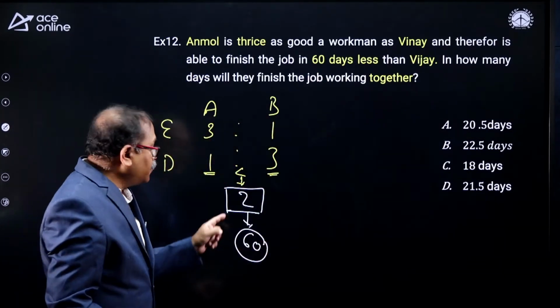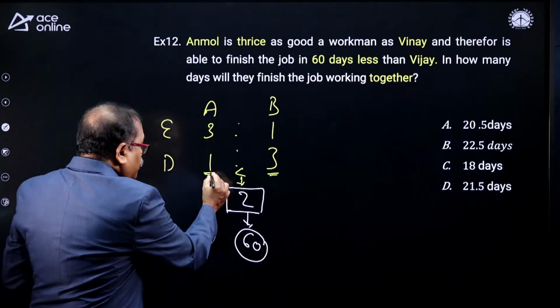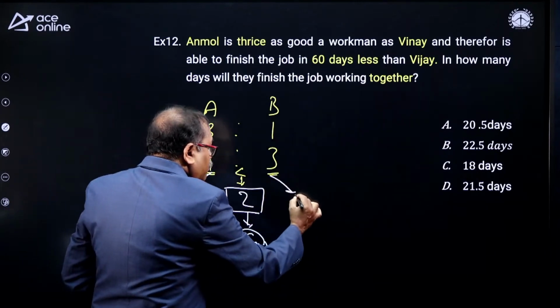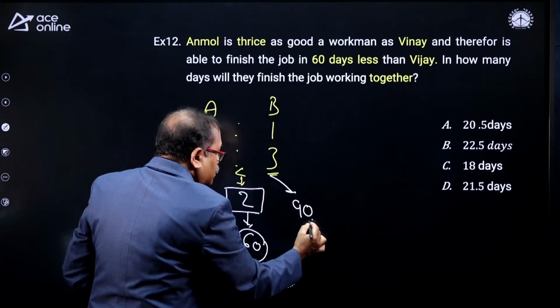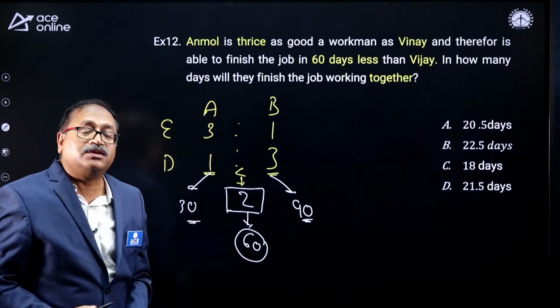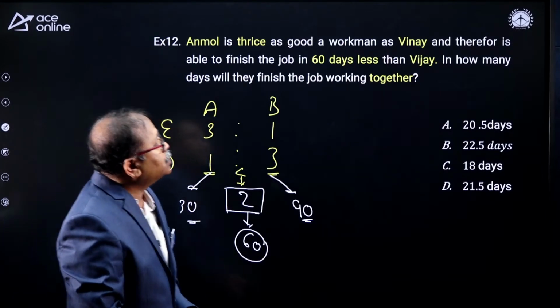Yes. That means if 2 parts is equal to 60 days, the 1 part will be 30 days and this 3 parts will be 90 days. So I got that A can complete the work in 30 days and B can complete the work in 90 days. Now coming to the question part.